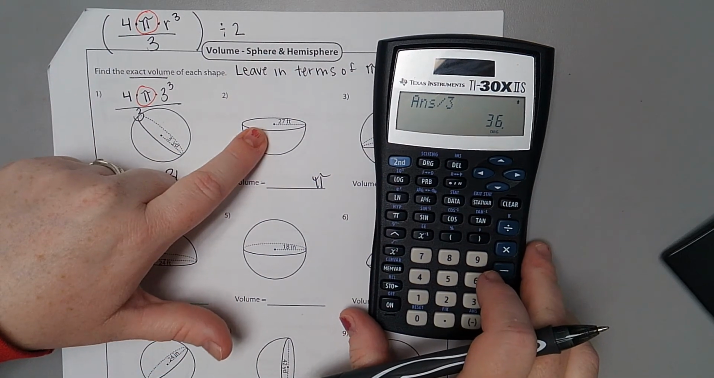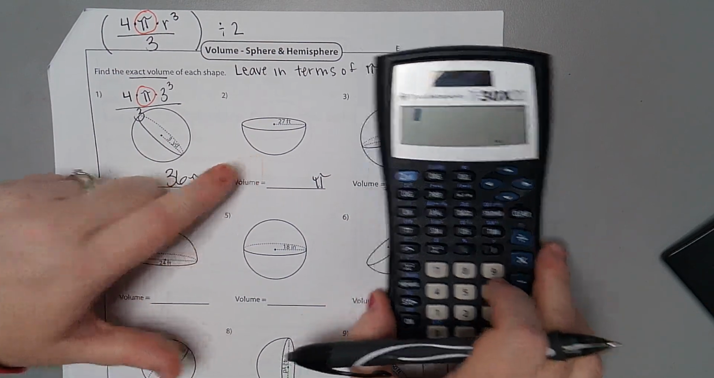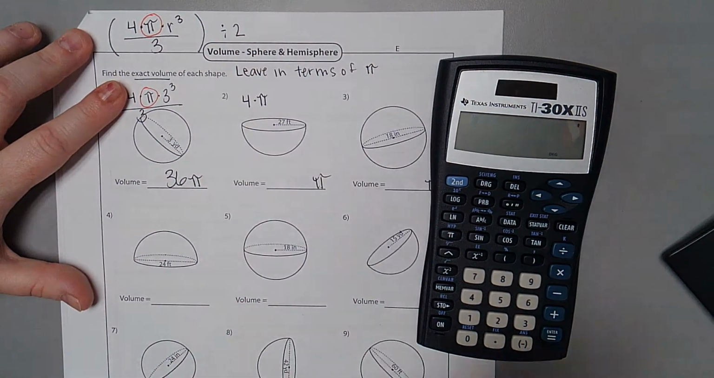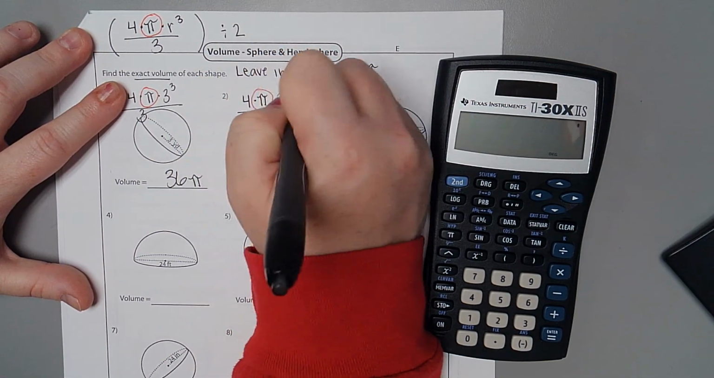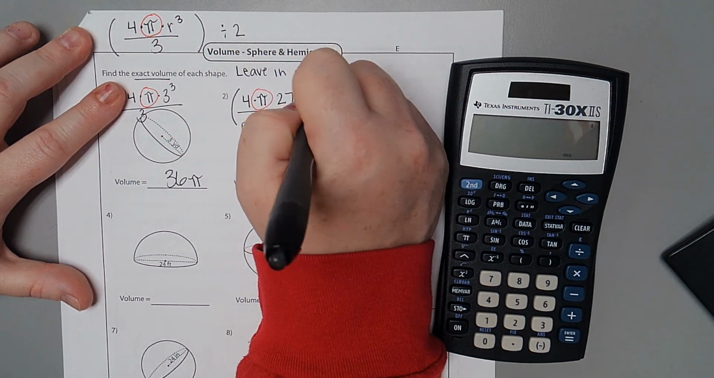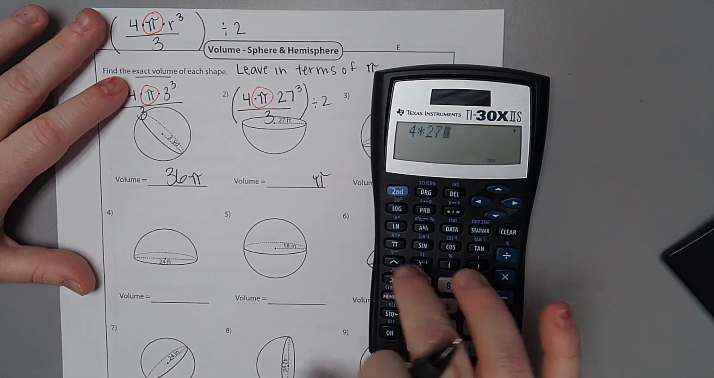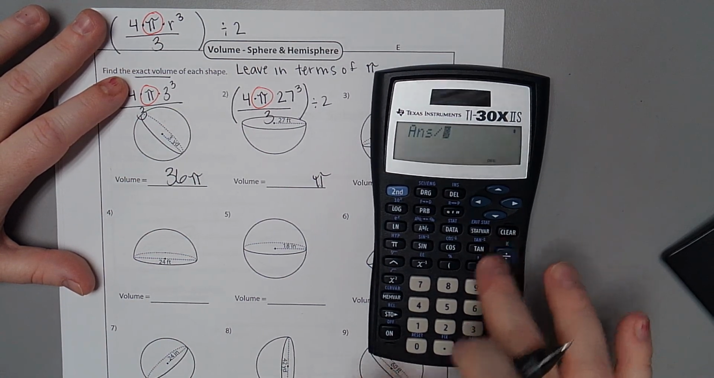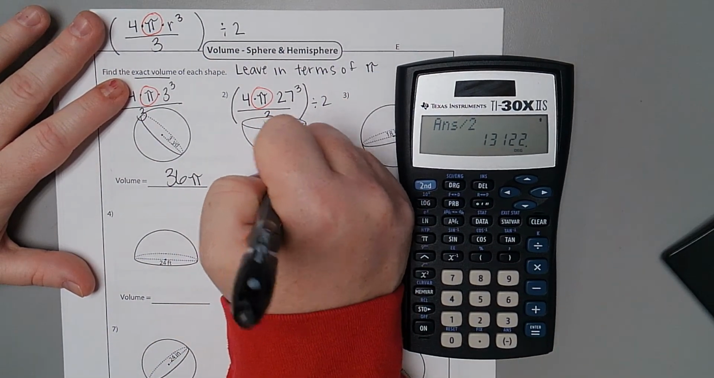Next, we have a half of a sphere. So we'll have 4 times pi, again still leaving it alone, 27 cubed divided by 3, and all of this is divided by 2. 4 times 27 cubed divided by 3, and then we're going to divide that by 2. 13122.